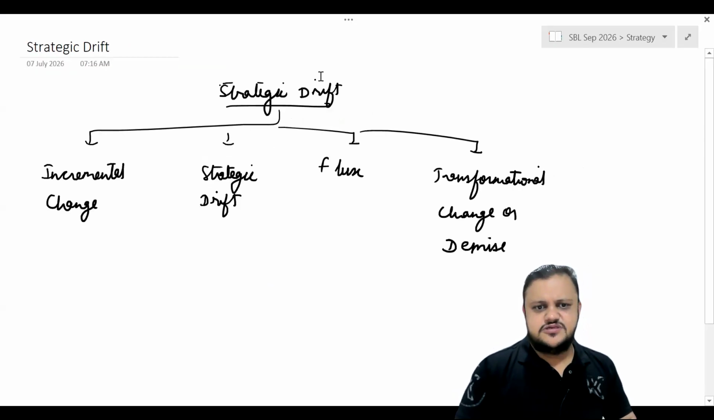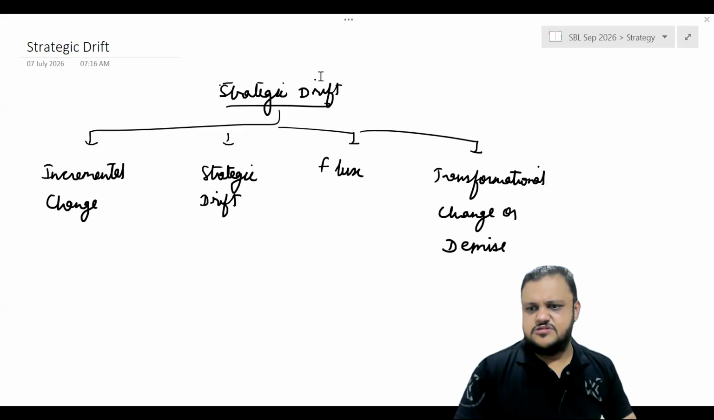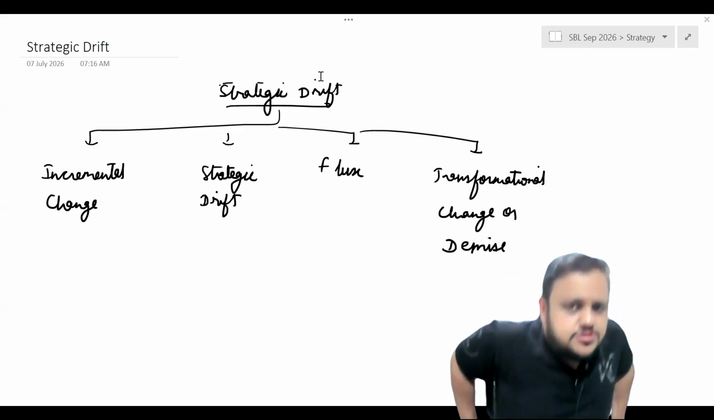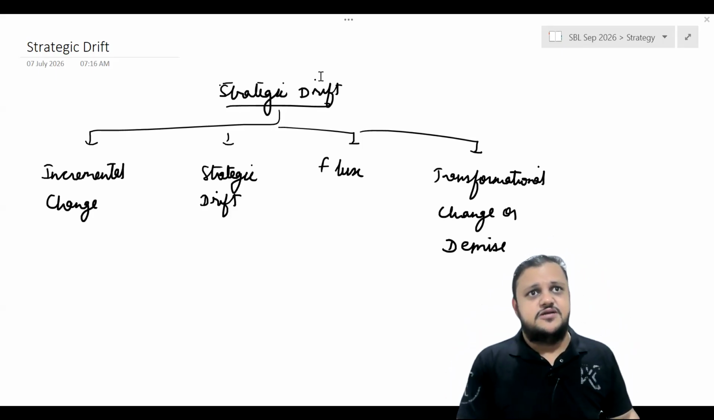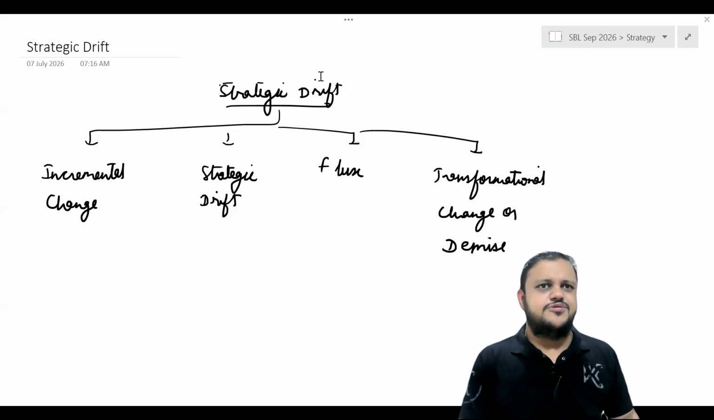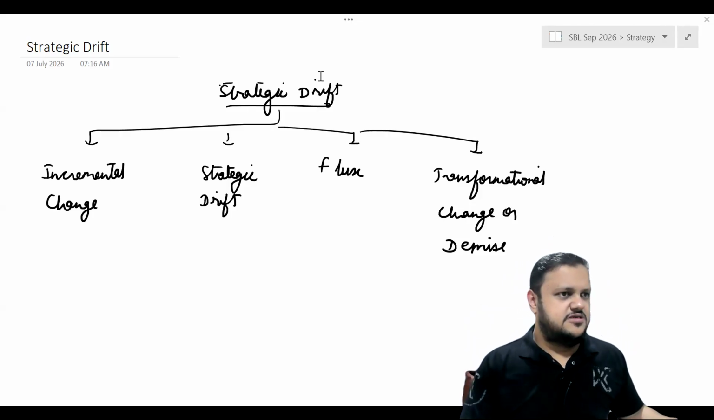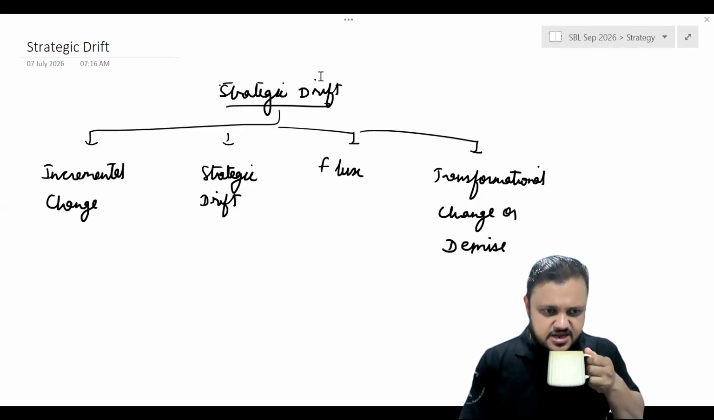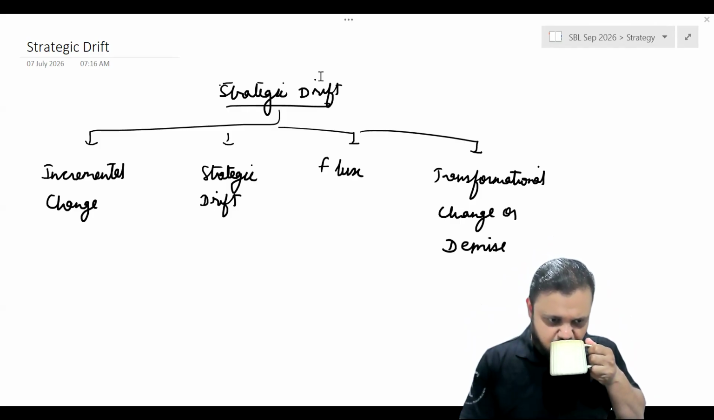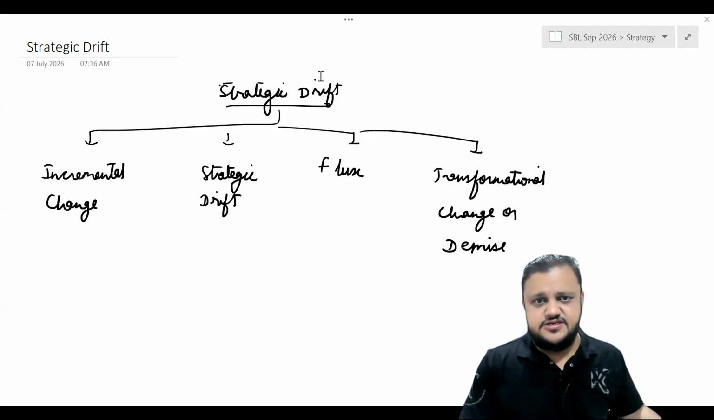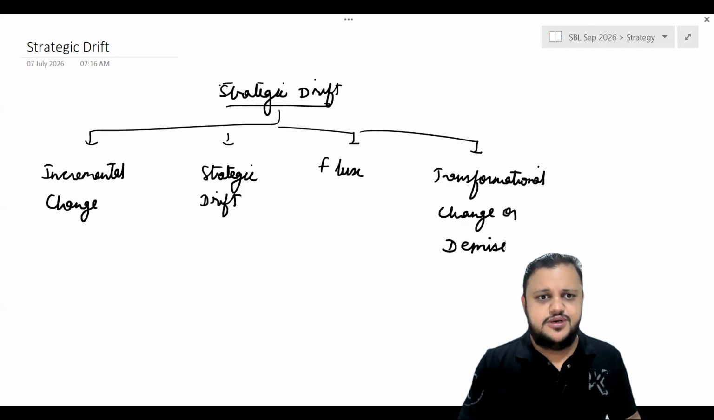Did you get the notes? Are the notes sent? Did you receive it? Yes. Just check. So you have the notes for the next three models after strategic drift. We are going to do three models today. That is your PESTLE, right? Porter's Diamond, and one more model, Porter's Five Forces, right? So that is what the agenda will be for today.